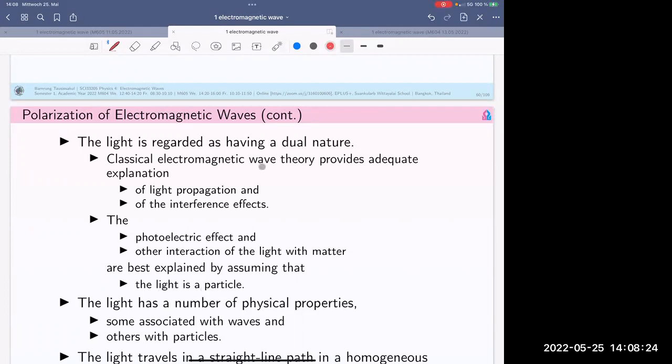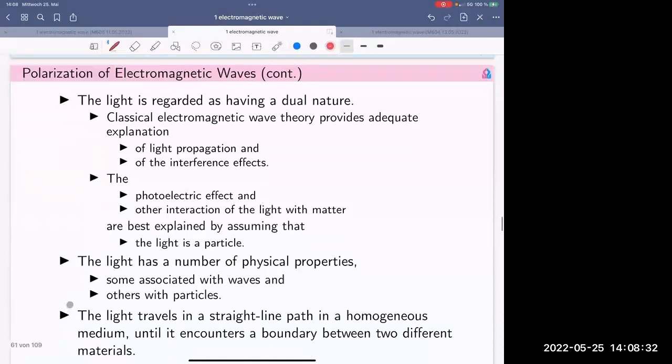So it can be either electromagnetic wave or particle too. Okay, that's a special thing for the light, because this is the result of modern physics. Okay, the light has a number of physical properties, some associated with the wave and others with particles. So that's the dual nature of the light.